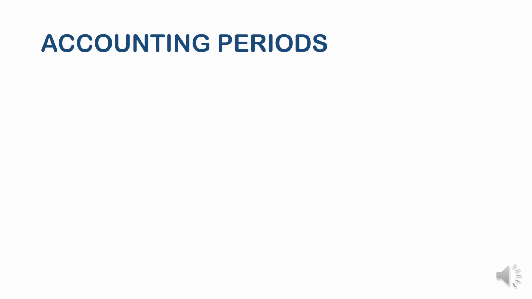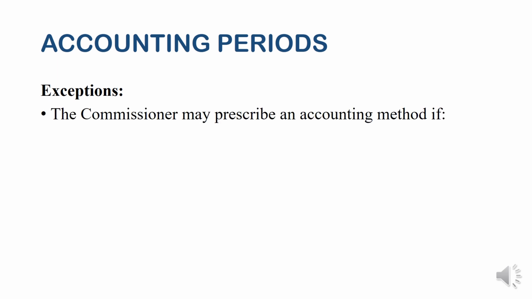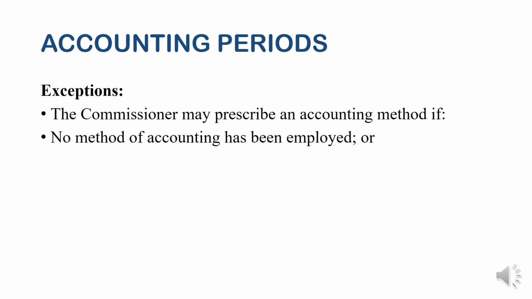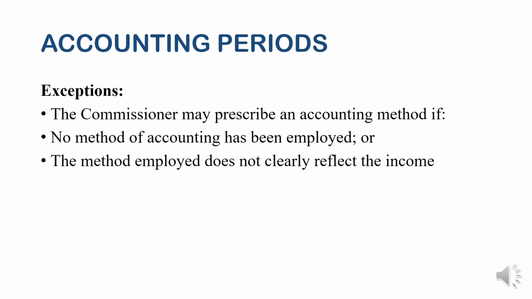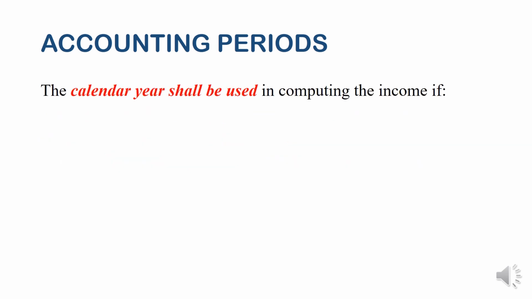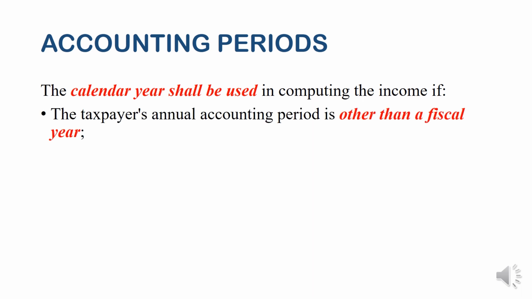There is, however, an exception to the rule. The Commissioner may prescribe an accounting method if there was no method of accounting that has been employed by the taxpayer, or if the method employed does not clearly reflect the income. So in some cases, the calendar year shall be used in computing the income if the taxpayer's annual accounting period is other than a fiscal year. Of course, if it's not a fiscal year, then it must be a calendar year.